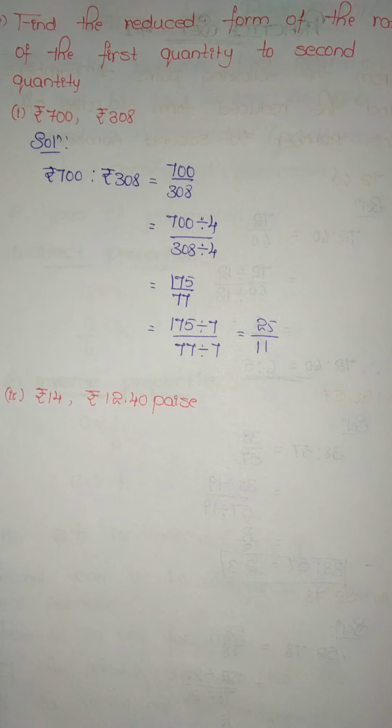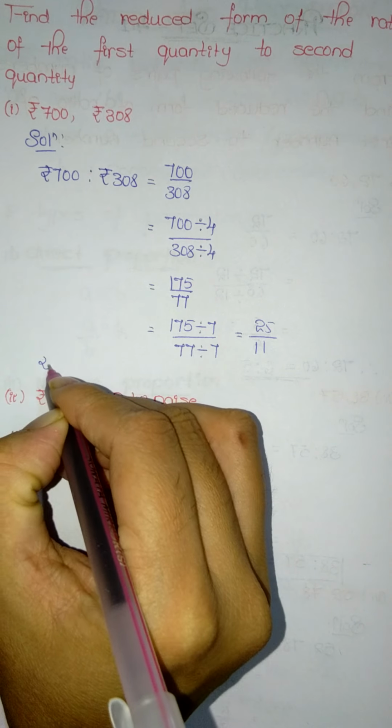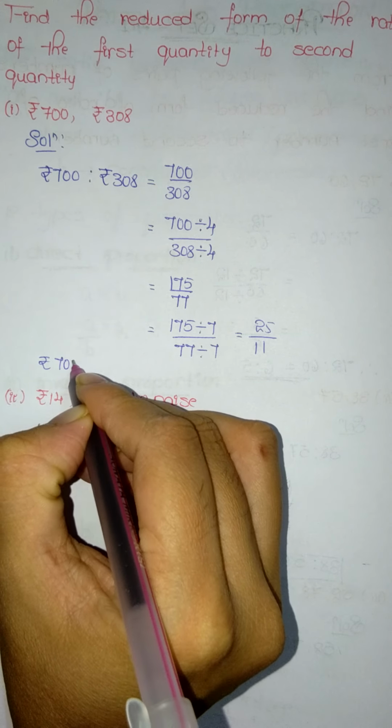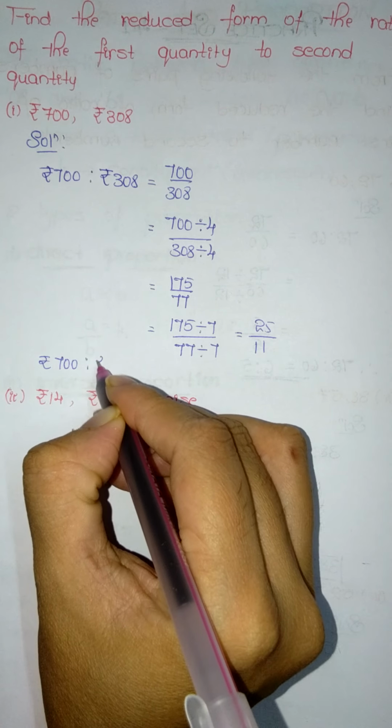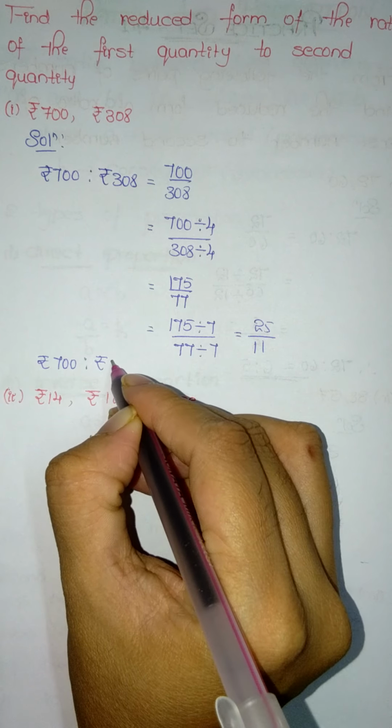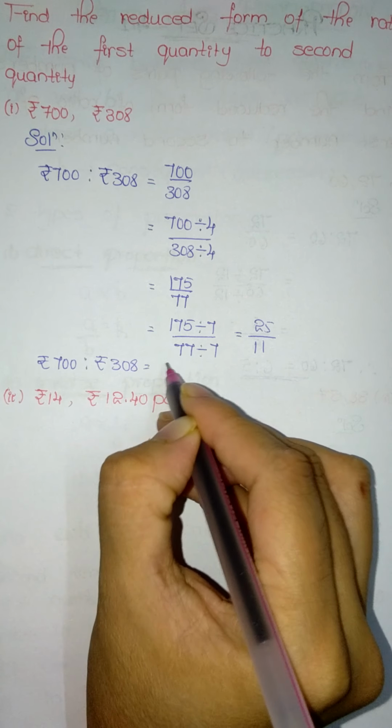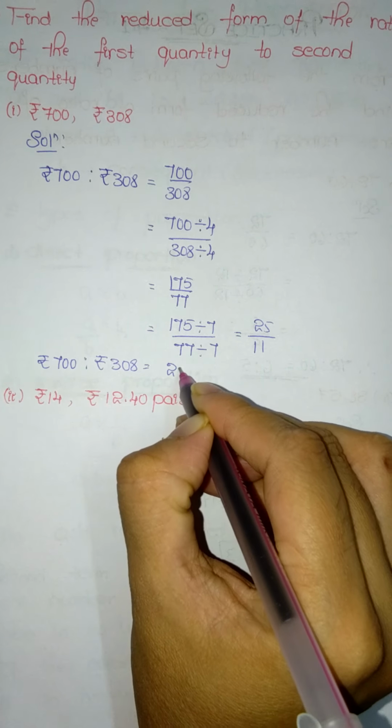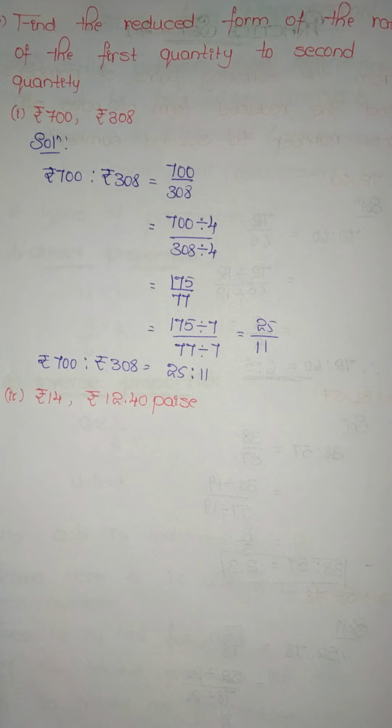So we can write it as rupees 700 to rupees 308 equal to 25 to 11, or you can write the reduced form as 25 by 11. So the reduced form of this is 25/11, or 25 to 11.